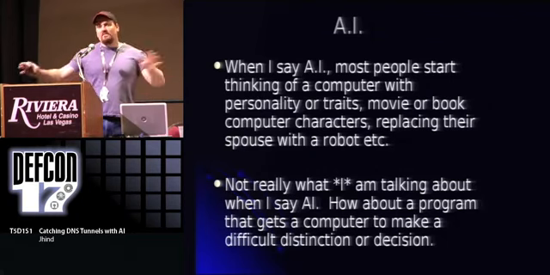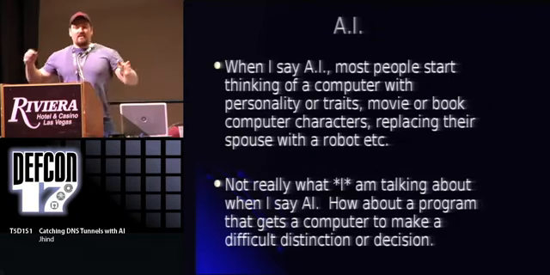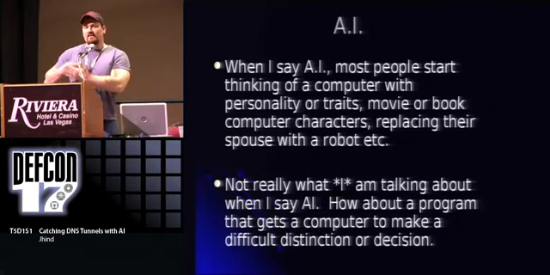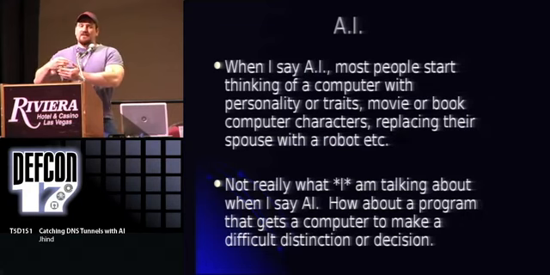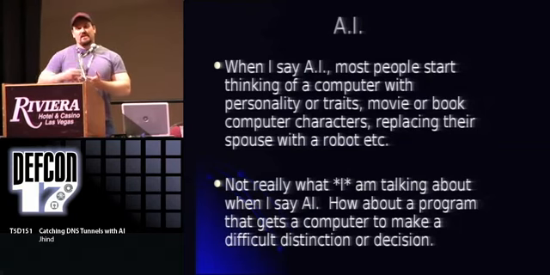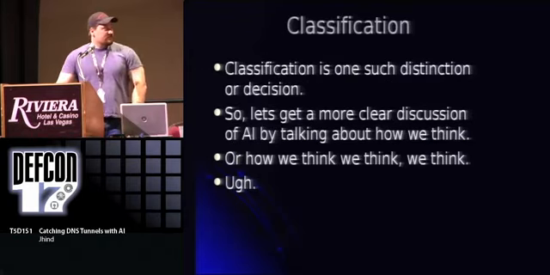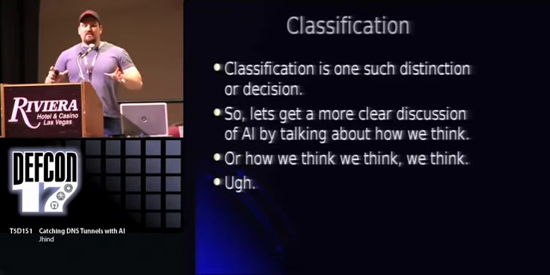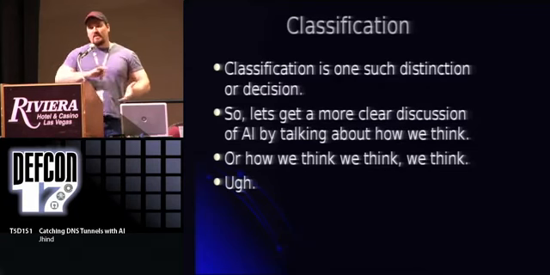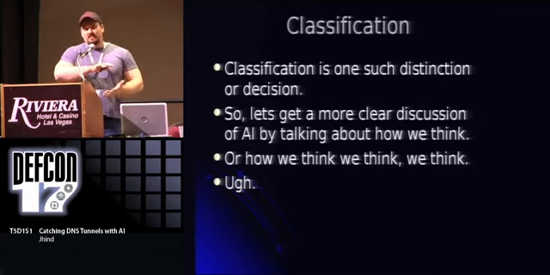So first of all, when I'm talking about AI, I'm not talking about anything fantastic. I'm talking about real AI, like what you see in video games, what you see in spam filters. Spam filters are an amazing application of AI. They work tremendously well. And that's the kind of AI I'm talking about. I'm talking about getting a machine to make a sophisticated decision. So the decision in particular that we're going to try to make to pick out a DNS tunnel is classification.